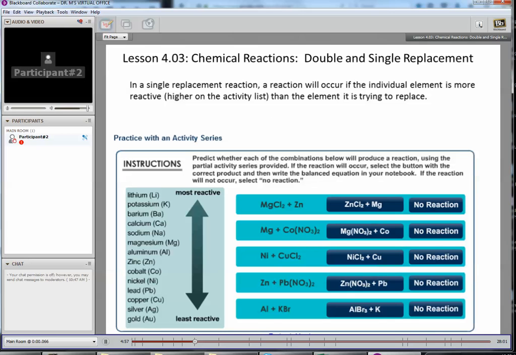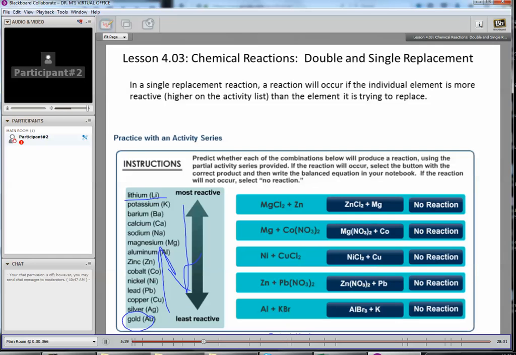All right. So talking about our activity series. So we need to remember that in the single replacement reaction, a reaction will occur if the individual element is more reactive than the elements it's trying to replace. So, for instance, lithium is at the top here, and lithium can basically replace anything that is below it, okay? So we can work our way down. We cannot, however, work our way back up. So we see that gold is at the bottom of this particular list. And because it's so unreactive, it can't replace any of these metals that are above it.